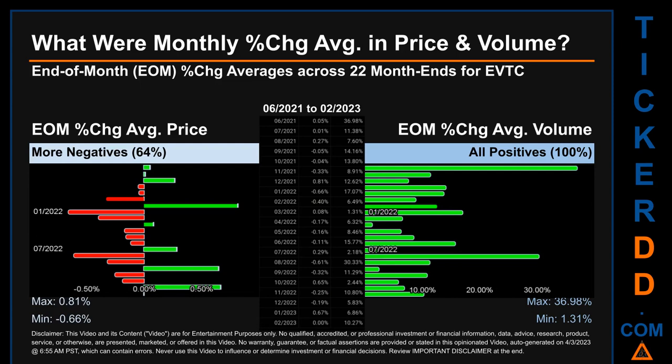Price saw an end-of-month max of 0.81% in average percentage change, along with a minimum of minus 0.66%. For volume, the maximum and the minimum monthly percentage change were respectively 36.98% and 1.31%.